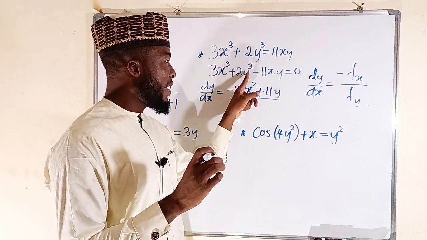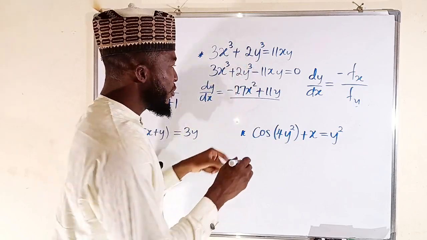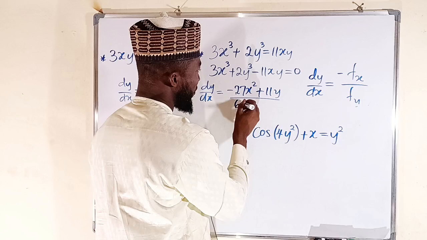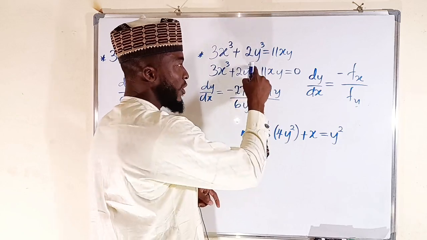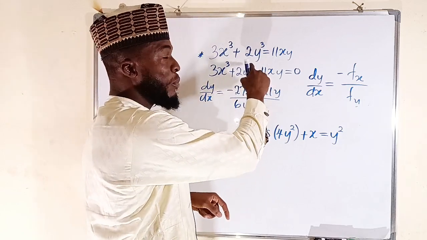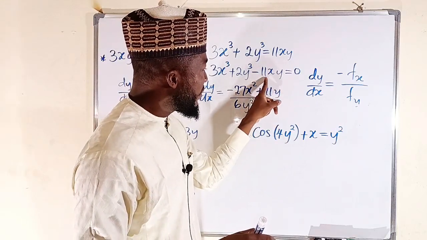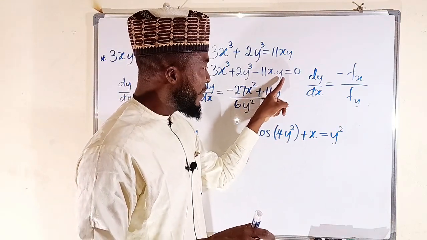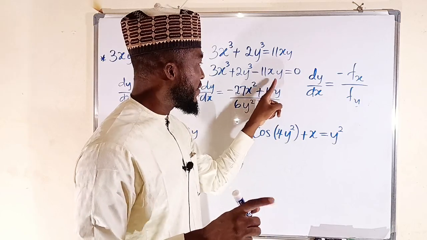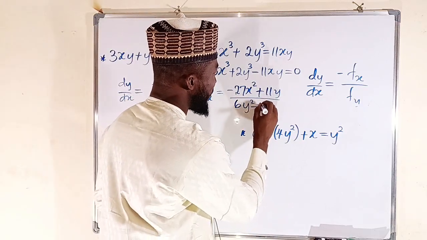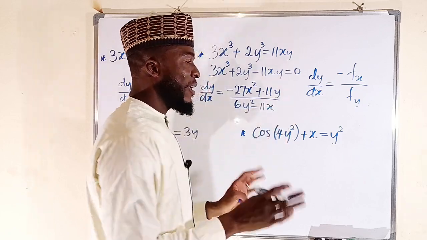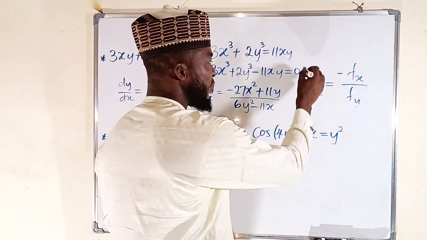So we come back here. This 3 will drop down to multiply. You have 6y squared, because you have to reduce the power by 1. Here we have y, treating negative 11x as constant. Differentiate y, you get 1 times this. You have negative 11x. We are done. Let me just box this one here.